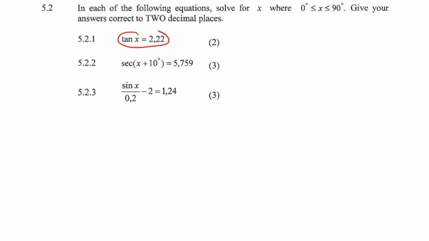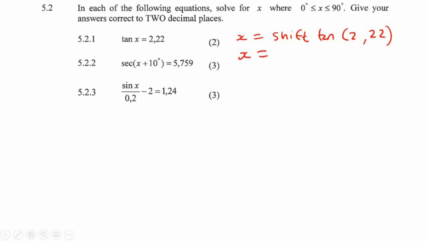Okay, so here this is a nice easy one, 5.2.1. Because they already have everything pretty standard. So to get x, you're just going to say shift tan of 2,22. And so if you work out x, you're just going to end up getting 65.75 degrees.